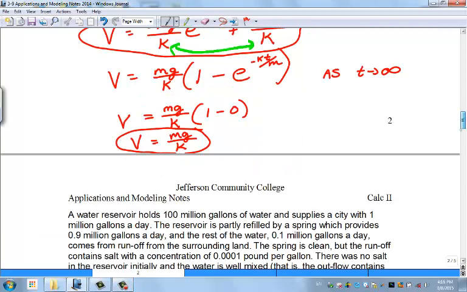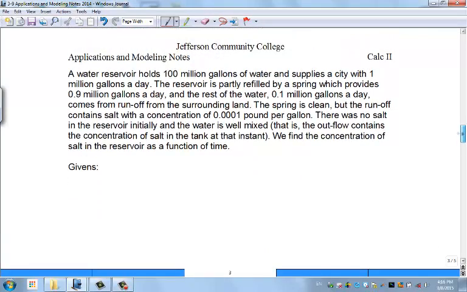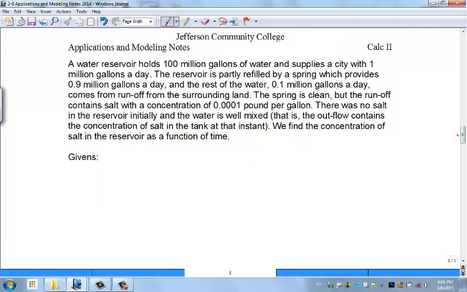Alright, so starting this third problem, this one is really very, very complicated. There's a lot to it. We have a water reservoir. There's so much information just in the beginning of this that I like to write down the information first so that I can organize it and then go from there. So a water reservoir holds 100 million gallons of water and supplies a city with 1 million gallons a day.